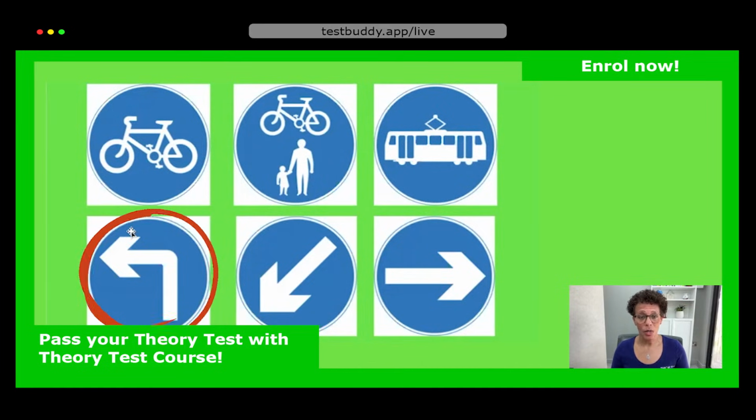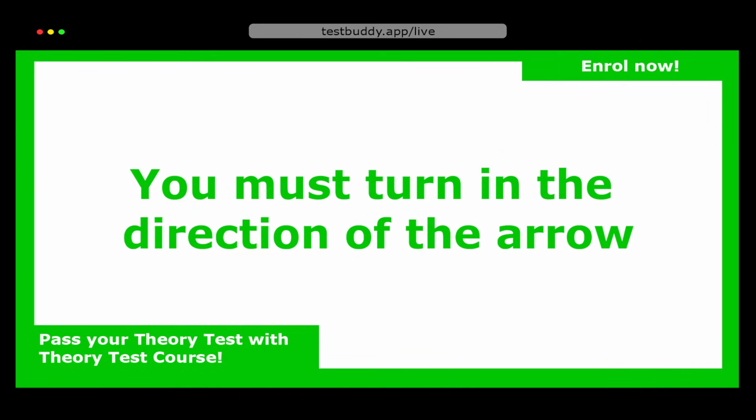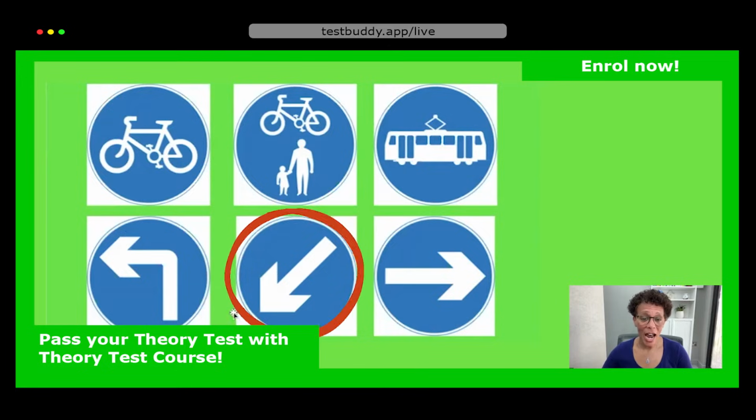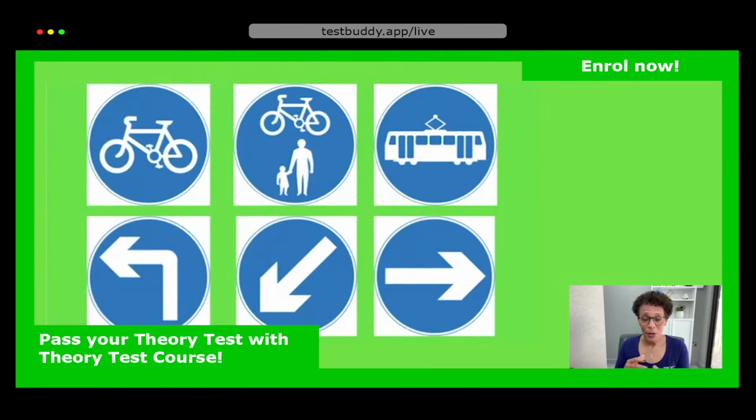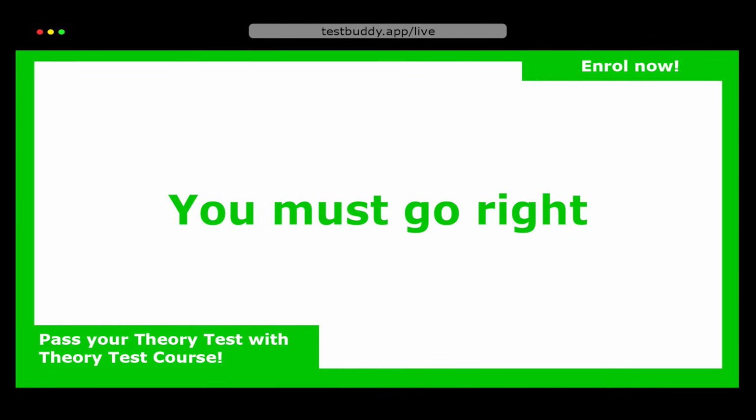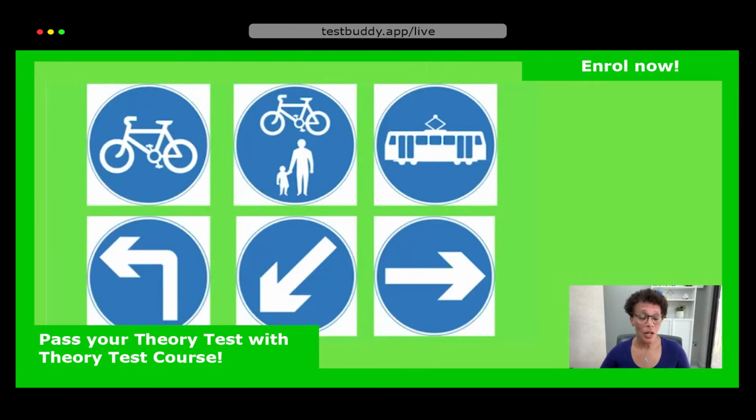Blue must do. And it's got an arrow that goes up and then across. You must turn in the direction of the arrow. Fantastic. What about this arrow that goes down over towards one side? What must you do? If you see this sign, you must pass that sign on the left. So if you see that sign, you must drive past it on that side of the sign. What about this sign here? It's telling you what you must do, and you must go in that direction. Blue must do. You must go right. Amazing. So now you know all about blue circle signs.